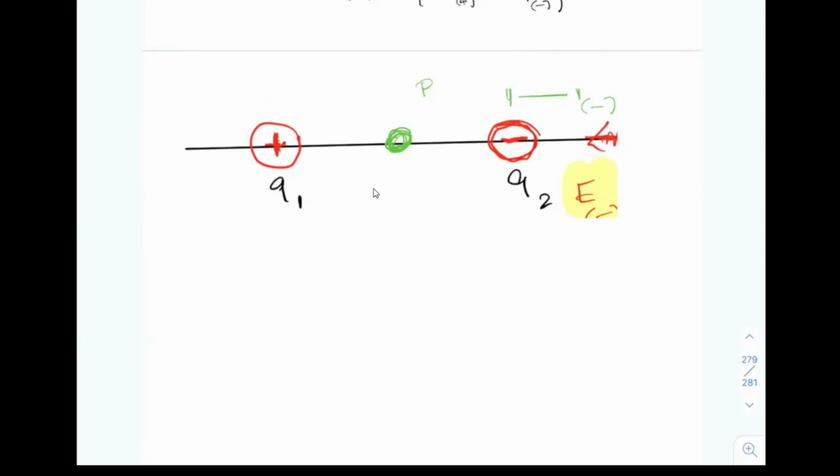Okay, so the electric field due to a positive charge is going to point in this direction. And the electric field due to a negative charge is also going to point in the same direction, right?